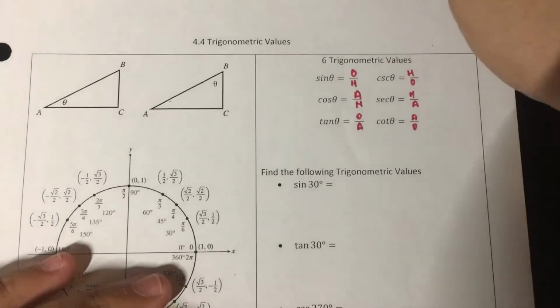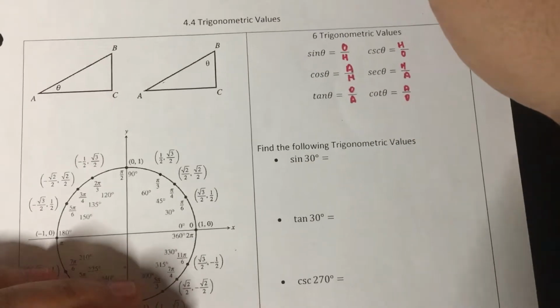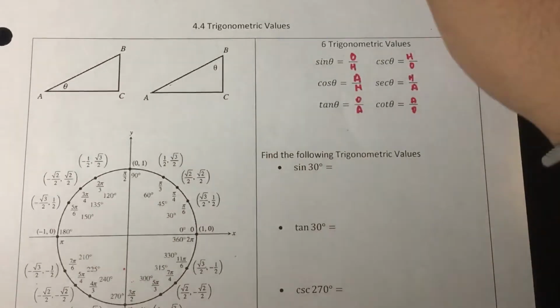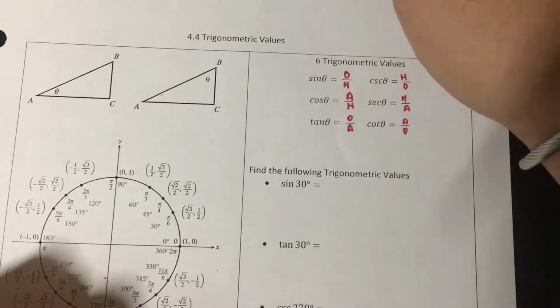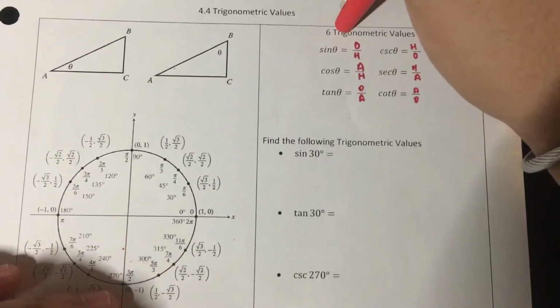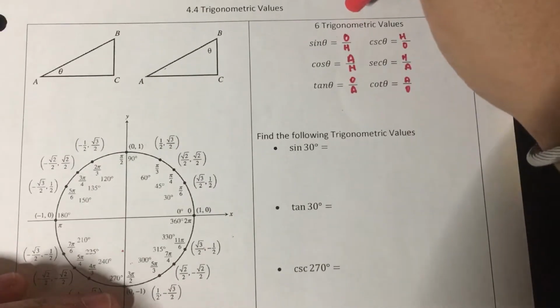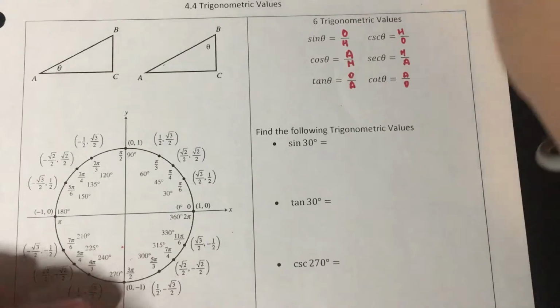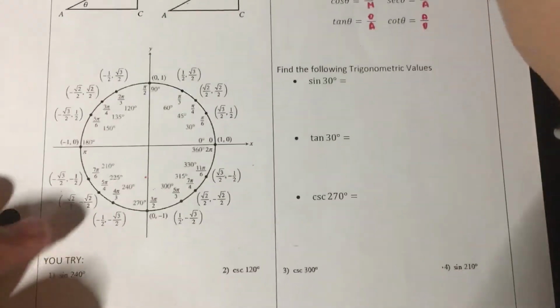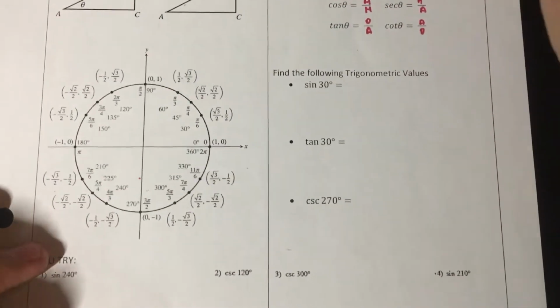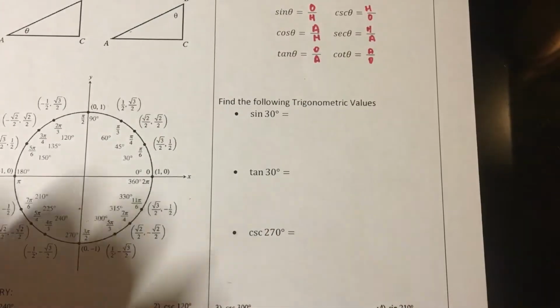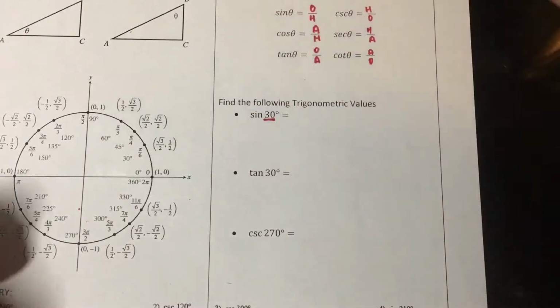Alright guys, so this is probably the most important lesson from the chapter, and this is really going to make up a majority of your test. So we're going to go through this. We're finding the values of certain trig functions. So it all goes by, can you find it here in the circle?